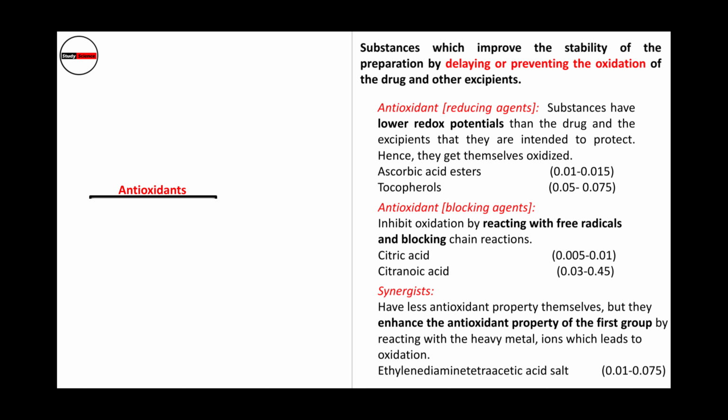And the next category of antioxidant is synergists. These have less antioxidant property themselves, but they enhance the antioxidant property of the first group by reacting with the heavy metal ions, which lead to oxidation. The example is ethylenediaminetetraacetic acid salt, and the concentration used is 0.01 to 0.075%.